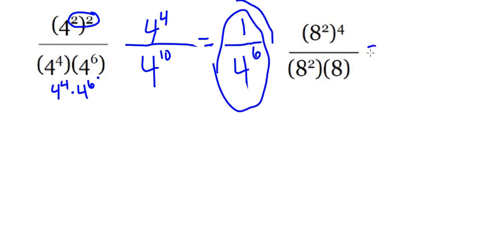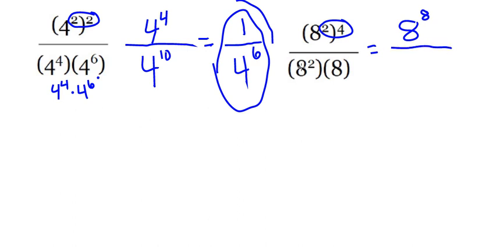Now in the next one here, very, very similar. Here you've got your power to a power rule because you've got exponent parentheses exponent right there next to each other. So that's going to be multiplication. So that would be 8 to the power of 2 times 4. So that's 8 to the power of 8.